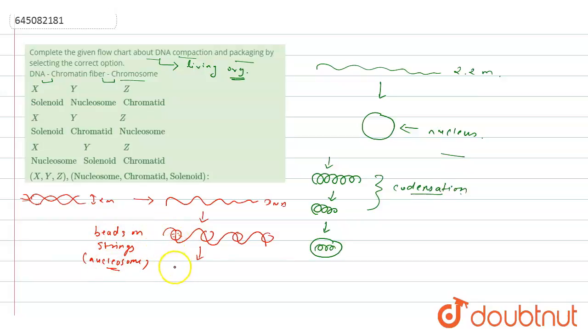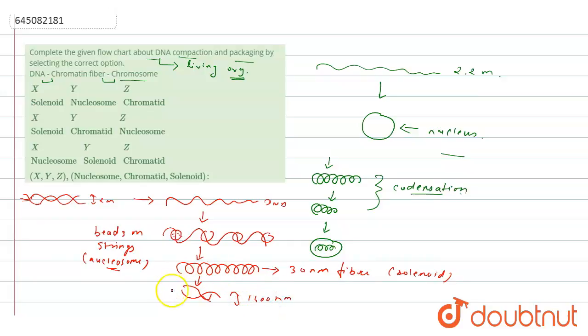Now what happens? This nucleosome undergoes supercoiling. This particular thread here will coil upon itself, so it will form the supercoiled structure. It will form one 30 nanometer fiber, which is called solenoid fiber. After that, finally, this solenoid will again supercoil, and it will form a chromosome, which is approximately 1400 nanometer in diameter, and this chromosome can now be packed into the nucleus.